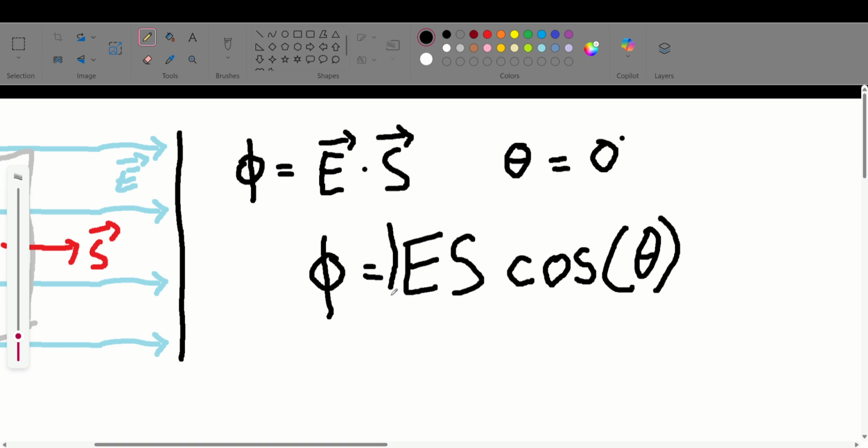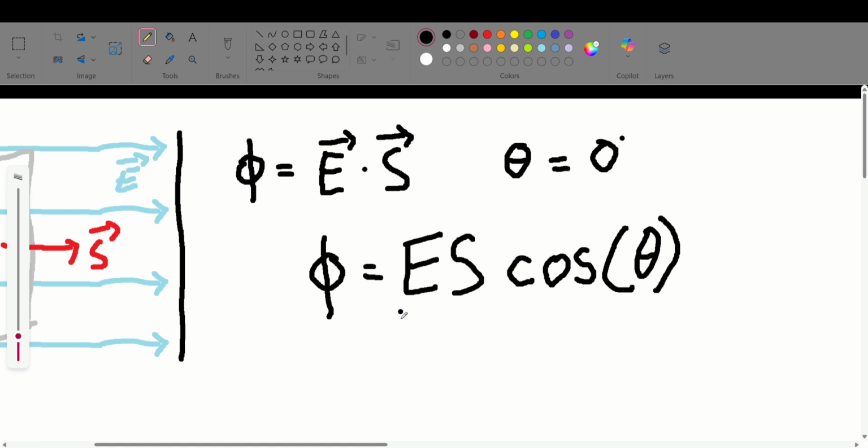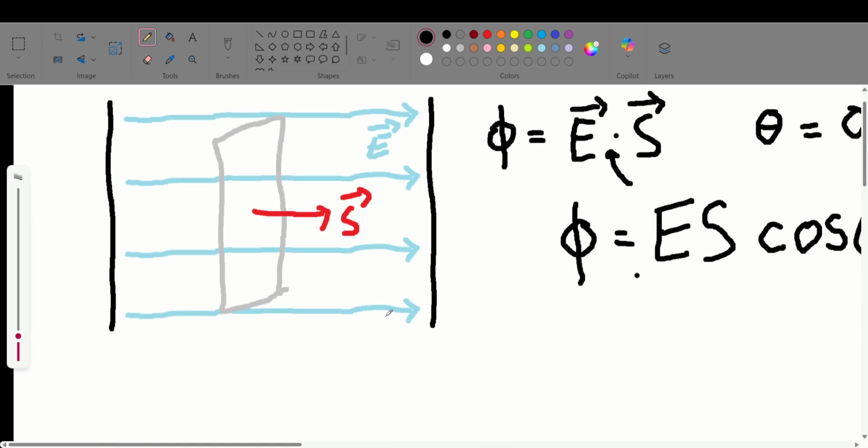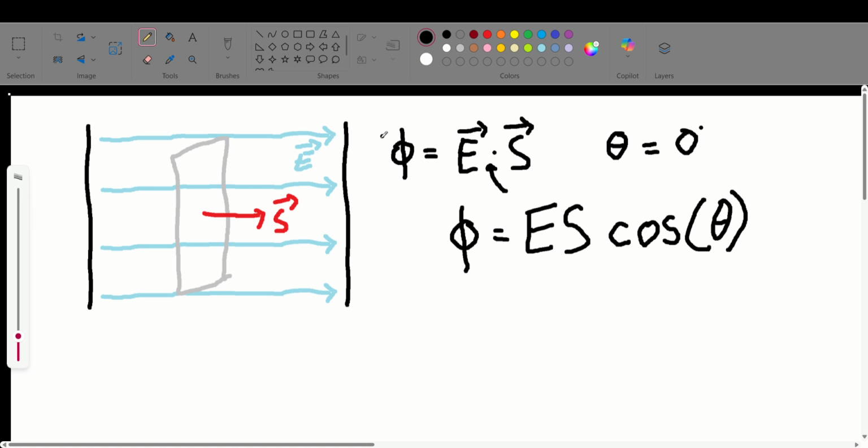So this is basically the definition of the dot product. The first vector multiplied by the second vector multiplied by the cosine of the angle between them, which is why we use a dot here. So now we can finally have the definition, which is phi equals E dot S. That is the definition of electric flux.